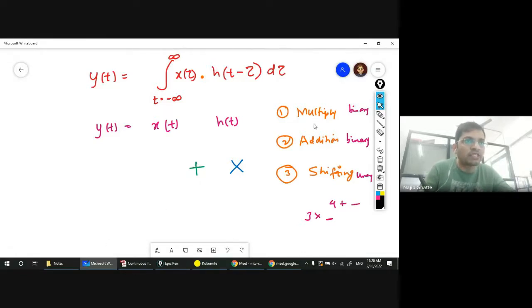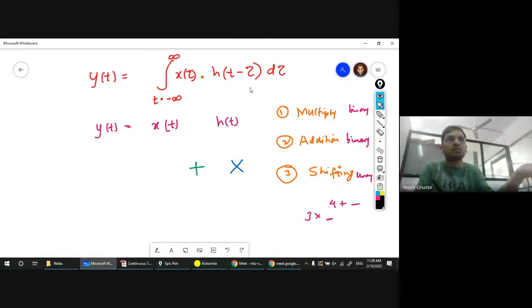But I am having multiplication, I'm having addition, and what about shifting, sir? Is there any sign or notation for shifting operation? No, we directly write h of t minus k, because minus indicates delay and plus indicates advance. We don't have a sign for it.